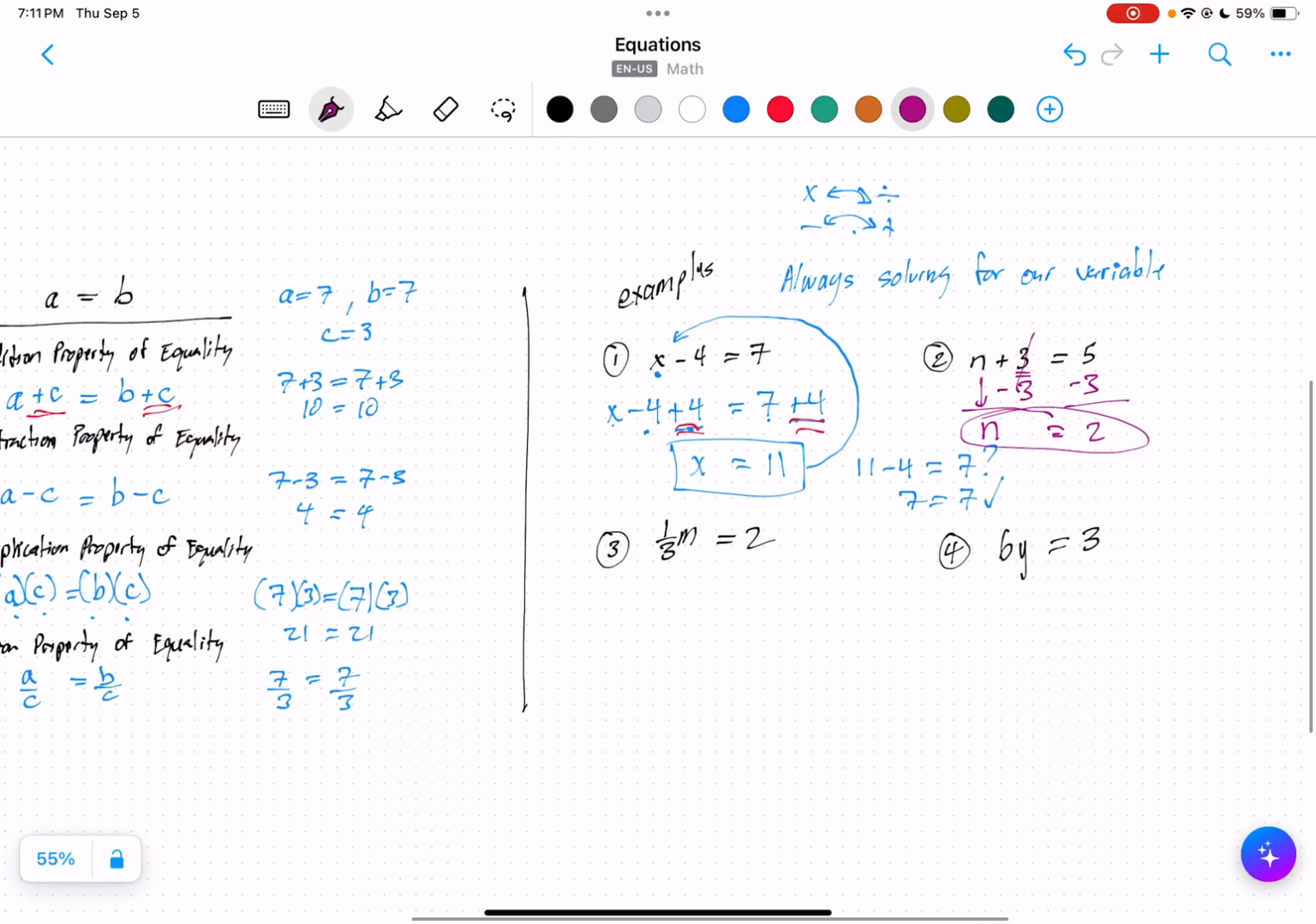And let's go ahead and do a quick check. Is 2 plus 3 in fact equal to 5 is the question. So we're just substituting that back into our variable, and 5 does equal 5. So we're done.